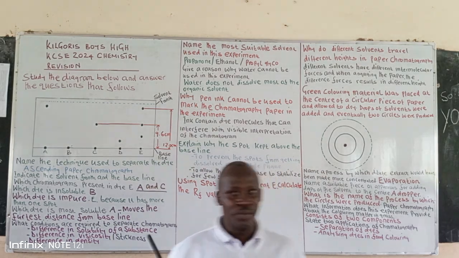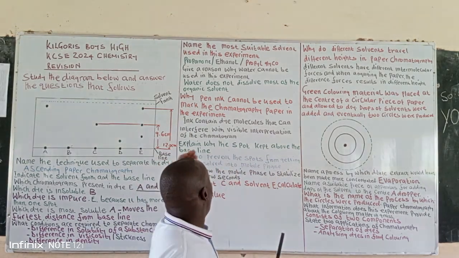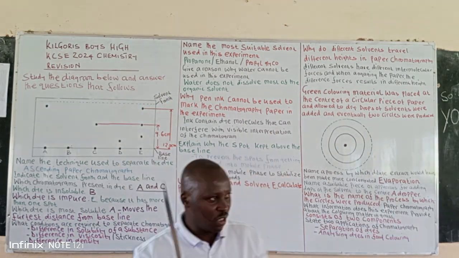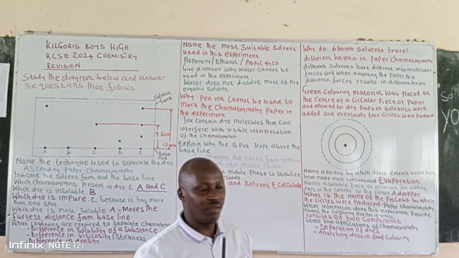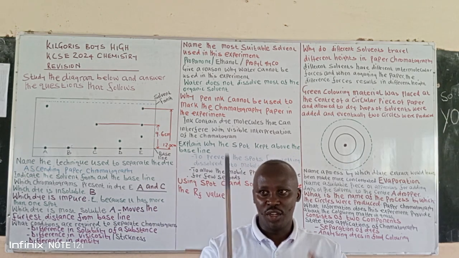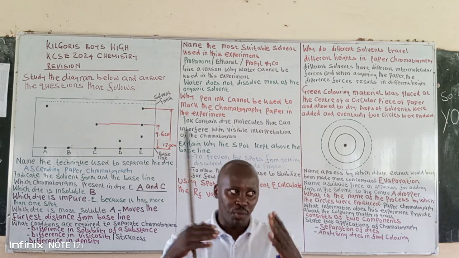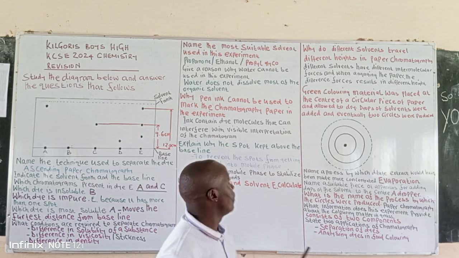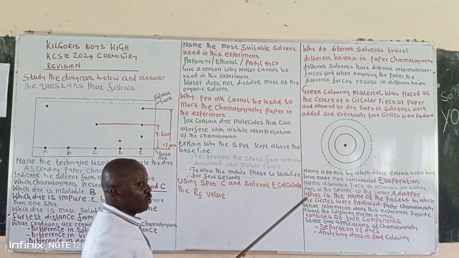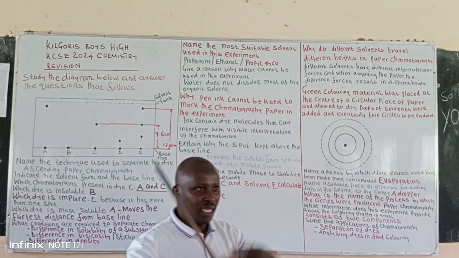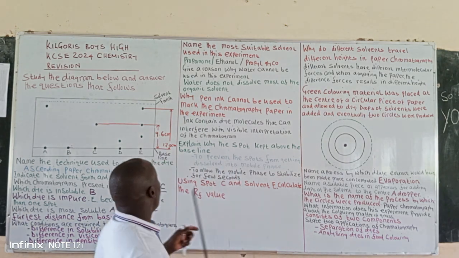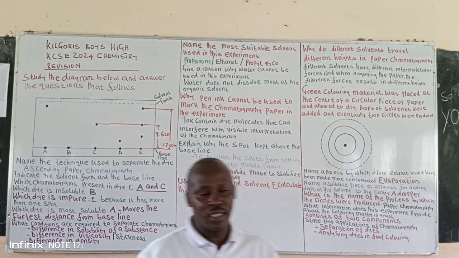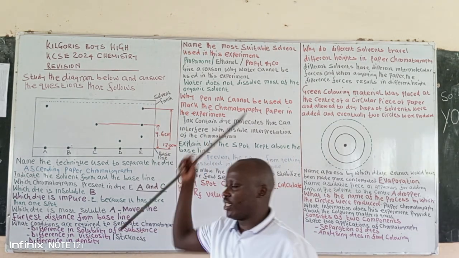Name the most suitable solvent used in this experiment. In chromatography, the most suitable solvents used in the experiment can be ethanol, propanol, propyl glycol, or methanol. So you name one of them. Give a reason why water cannot be used in this experiment. Why can water not be used in this experiment?